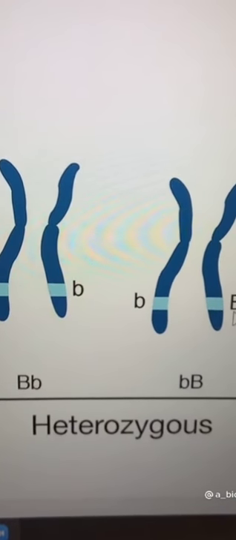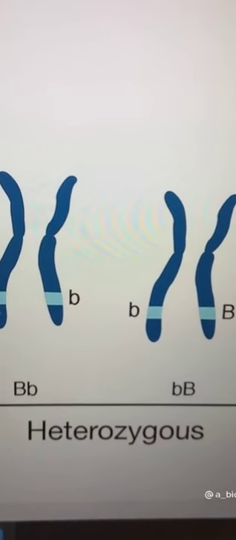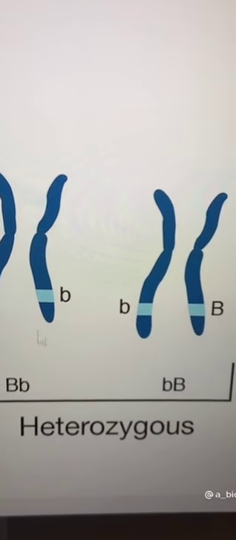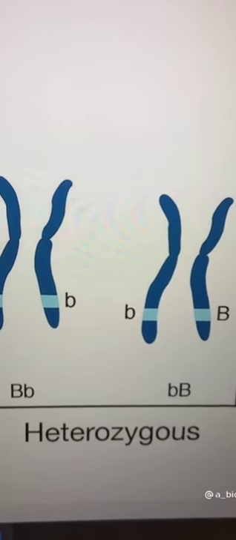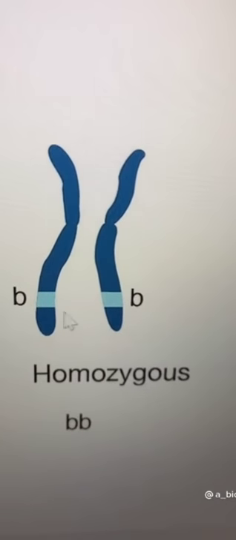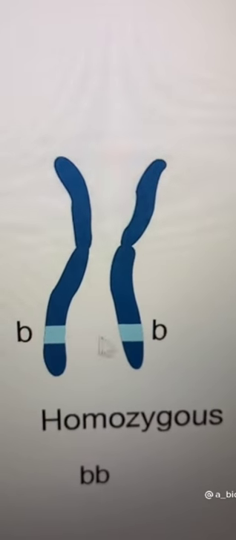These genotypes are known as heterozygous. That's because they have one dominant and one recessive allele. They'll also express the dominant phenotype since they have at least one dominant allele. This genotype is called homozygous recessive. This genotype will express the recessive phenotype.